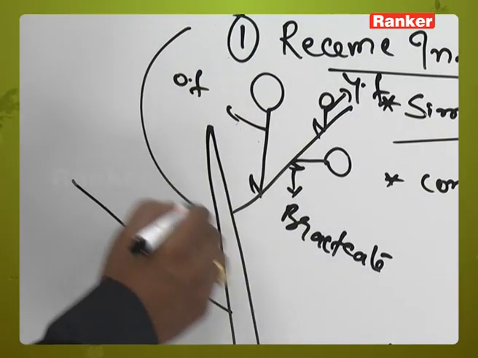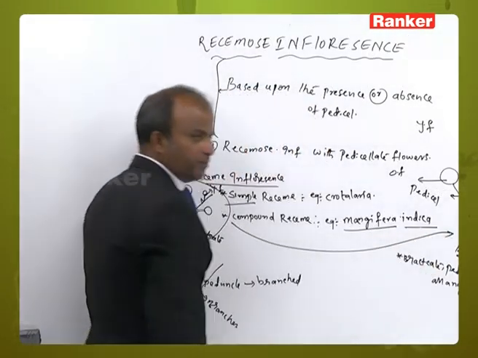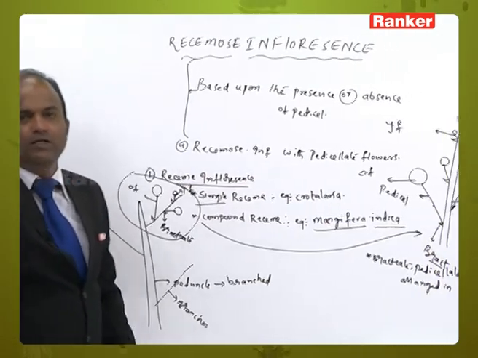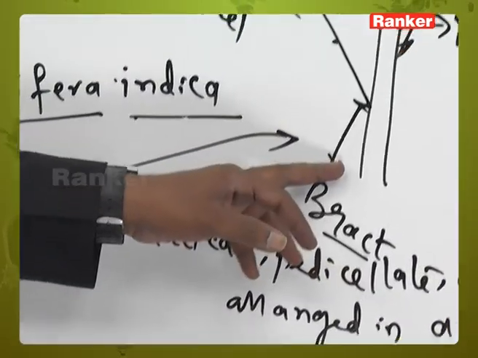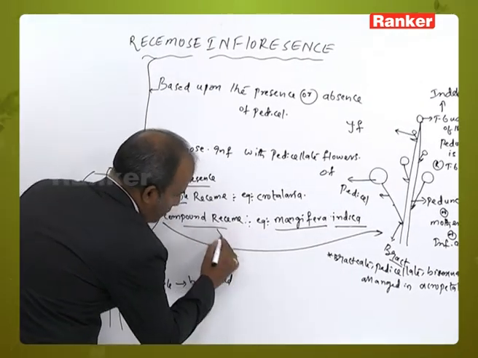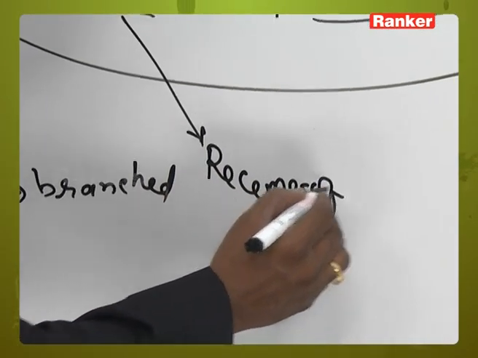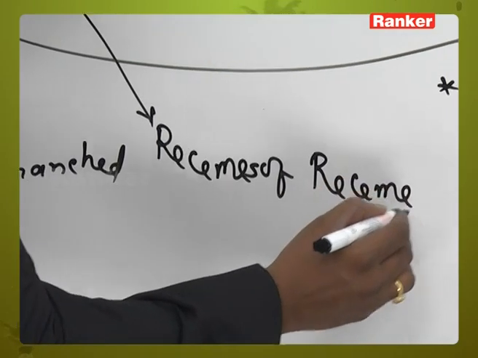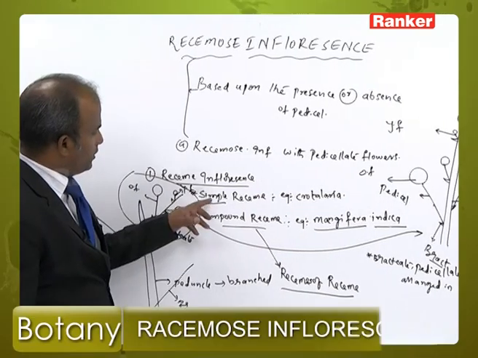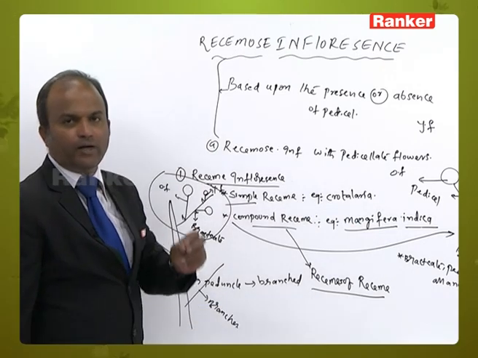That means each branch of this compound raceme resembles a simple raceme. Can we call this compound raceme a raceme of racemes? Yes, it is also called racemes of raceme. This is the explanation for compound raceme. The example is Mangifera indica.